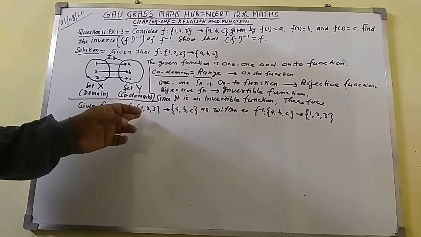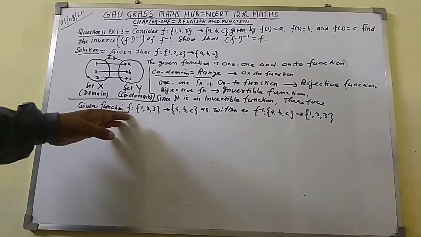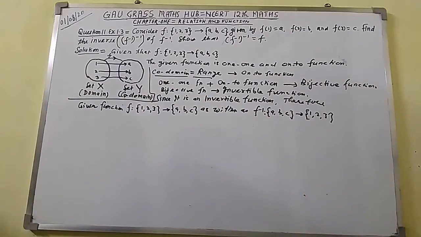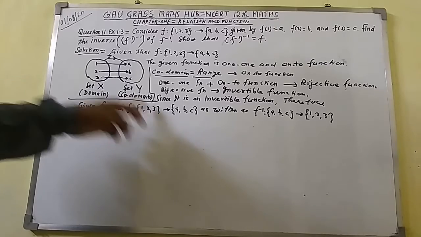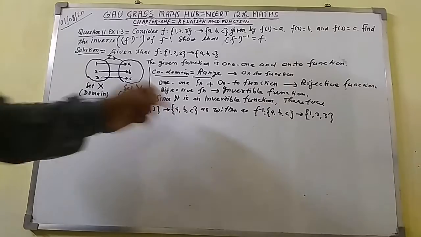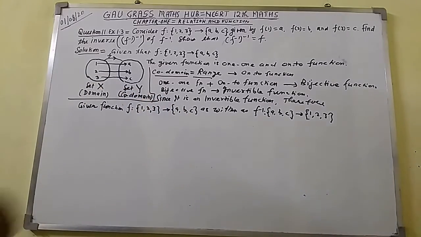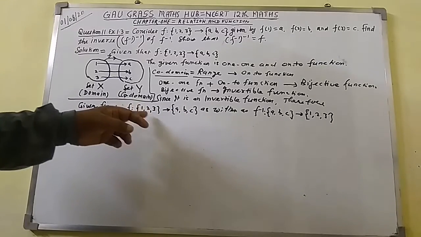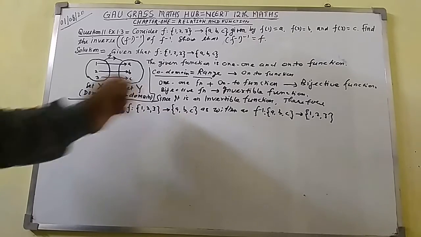This function is an invertible function. That's why F will be inverted, written as F inverse. This is the 1, 2, 3. Here is the domain. The domain will be converted into the range, and the range will be converted into the domain. This domain, this range: domain and range will be mutually interchanged.